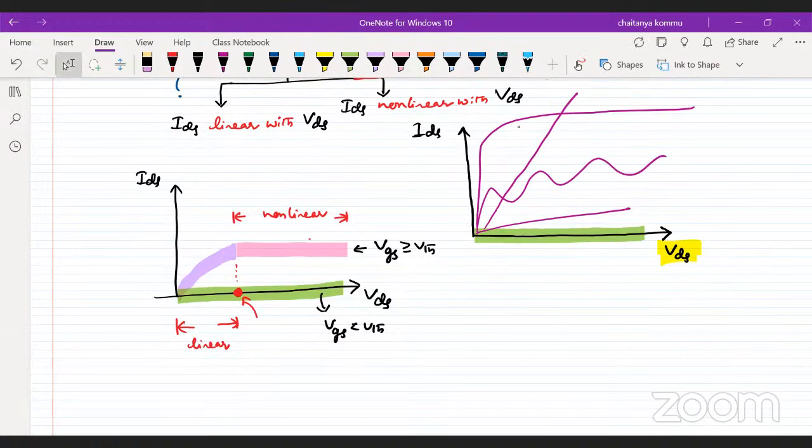And please try to refer to some textbooks and identify what exactly this means. What VDS value will make this kind of behavior? In some part, IDS versus VDS will be linear. In some part, IDS versus VDS is non-linear. I can say a constant value. So this is the topic of discussion in the next class. And please try to refer to some textbooks.